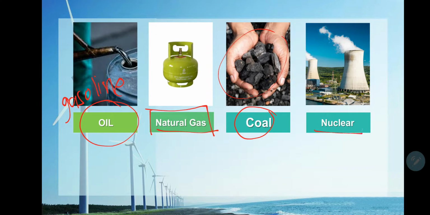And the next one is nuclear energy. In some countries they already use this kind of energy, but since it's so dangerous, they rarely use it. As far as I know, Indonesia hasn't used this kind of energy, because it's dangerous. It can explode anytime if it's unstable. So these are the energy sources. Oil, natural gas, coal, and nuclear are examples of energy sources.